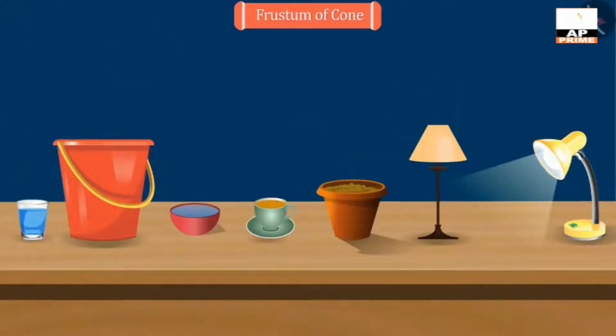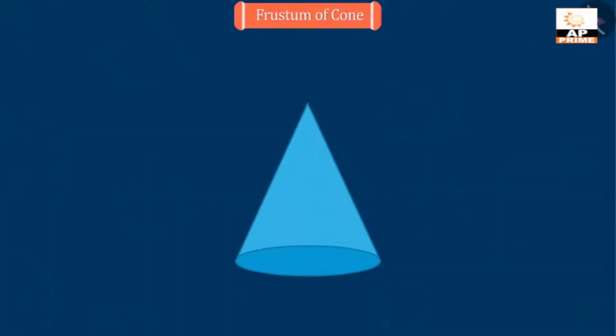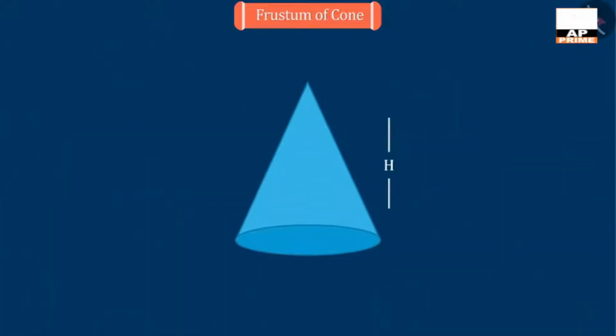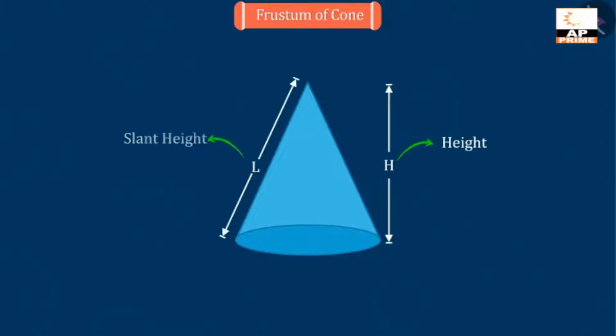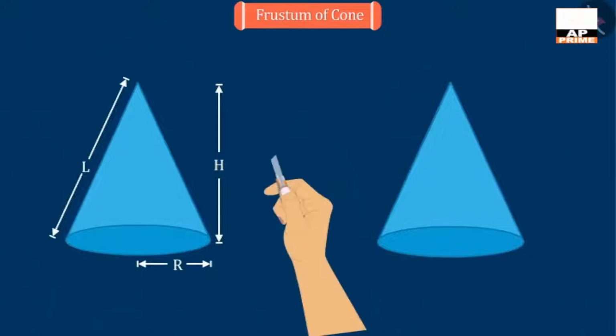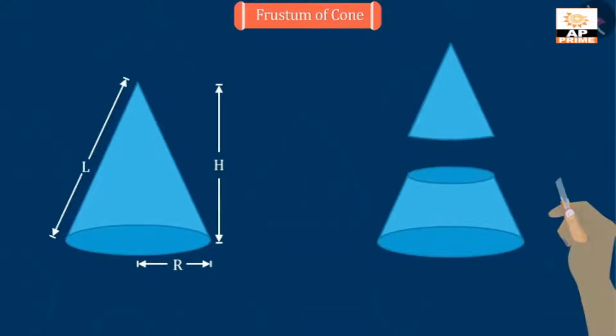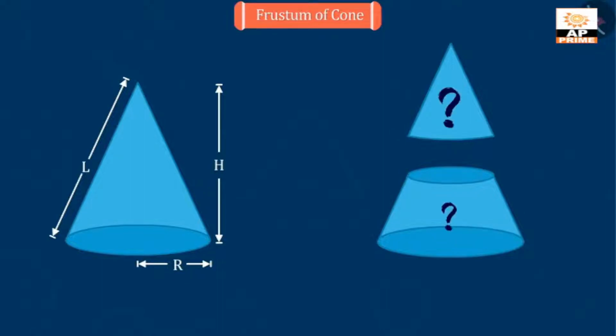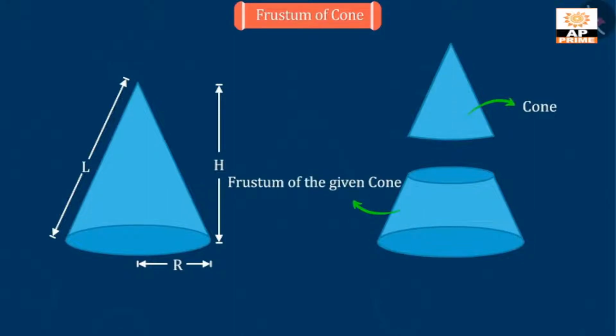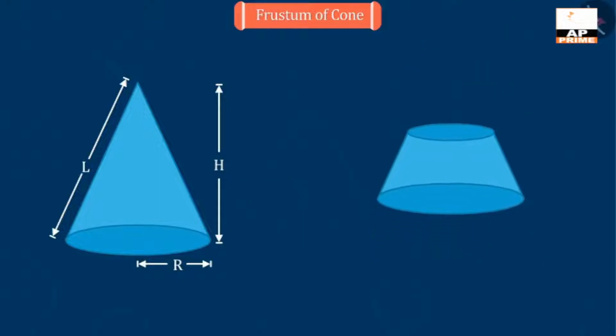To understand the frustum of a cone, let's take a cone whose height is capital H, capital L is the slant height, and capital R is the radius. If we cut this cone parallel to its base, we get two pieces of the cone. So can you tell what are these two pieces? Absolutely correct. The top piece is a cone and the bottom piece is the frustum of the given cone, which we are going to discuss today.